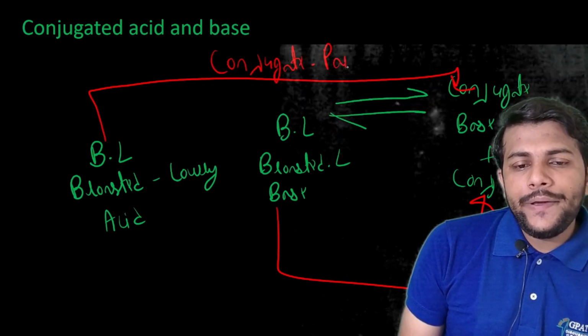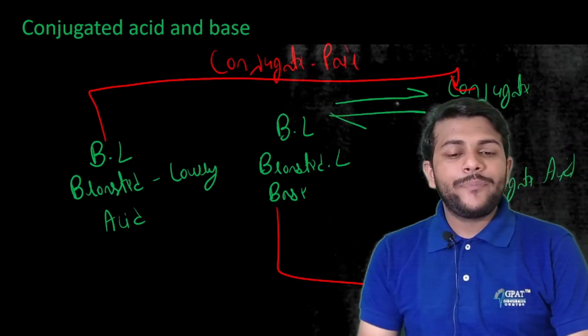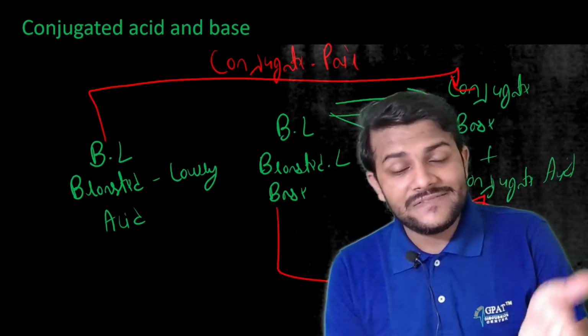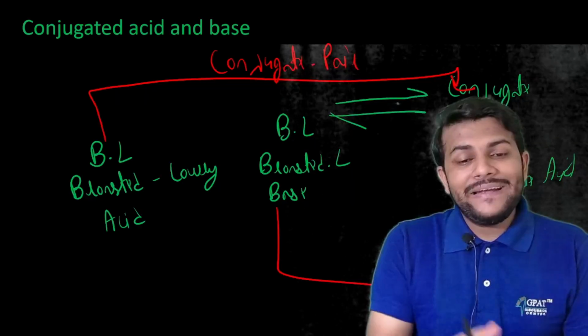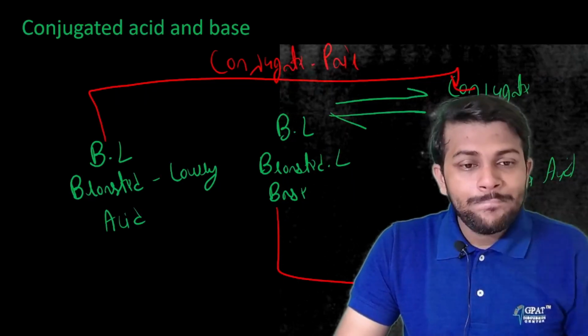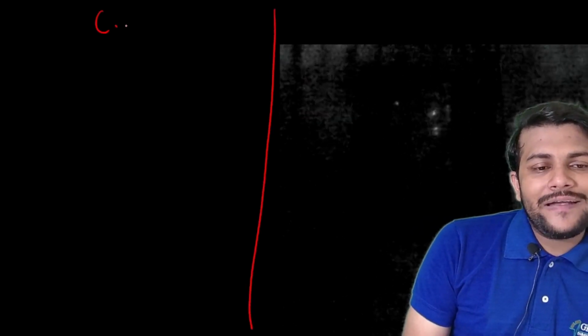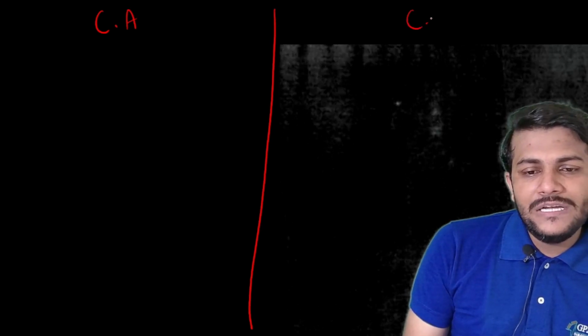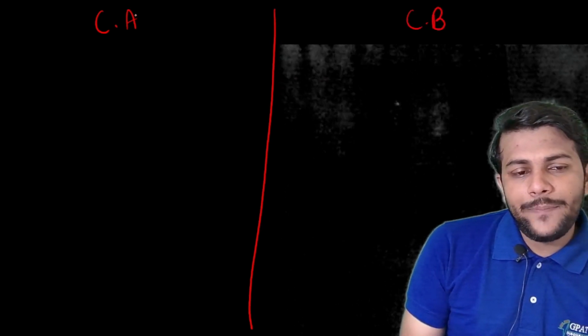These are the conjugate pair, and similarly our Bronsted base and its conjugate acid act as a conjugate pair. Got it? A few detailed explanations about CA and CB. CA is conjugate acid and CB is conjugate base.